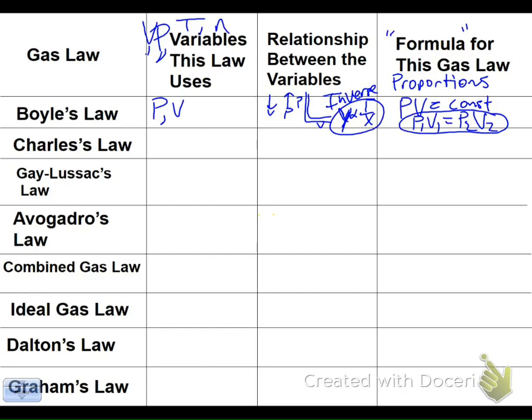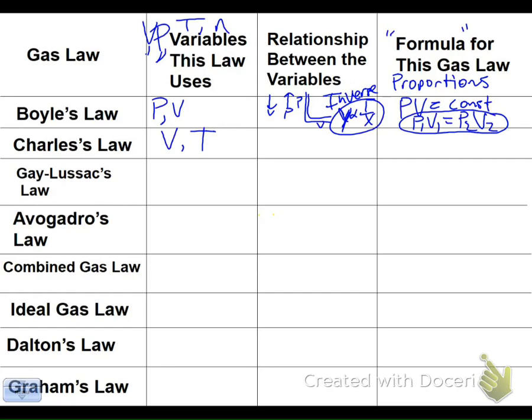Let's move to Charles's law. Now, Charles did experiments also looking at the volume of a gas, but instead of pressure, he was more interested in what temperature does to a gas. So keep in mind now, pressure has to be held constant, and then the number of moles has to be held constant for Charles's law to work.